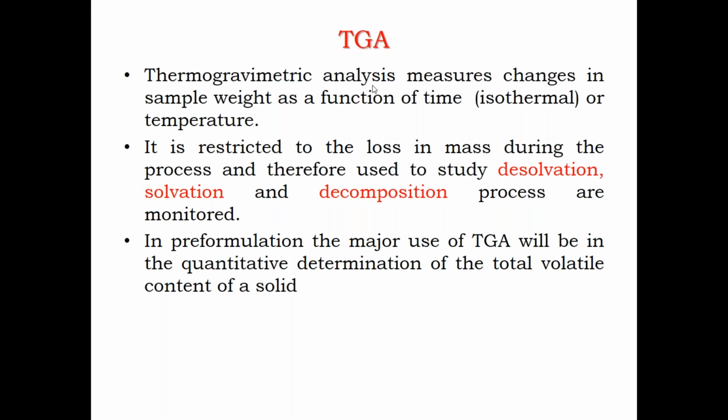So TGA is thermogravimetric analysis, another type of thermal analysis. We are discussing thermal analytical techniques used for identifying drug-excipient interaction. Another one in that is thermogravimetric analysis. It is almost like your DSC, but instead of measuring the endothermic peak and exothermic peak, that is the change in the endotherm and exotherm process happening, here it measures the change in sample weight as a function of time.